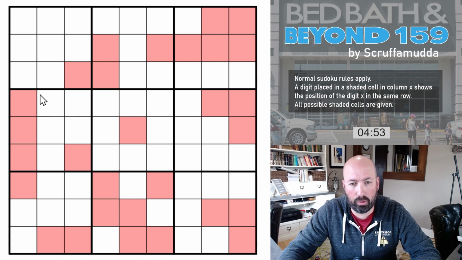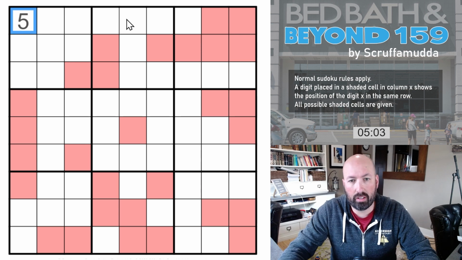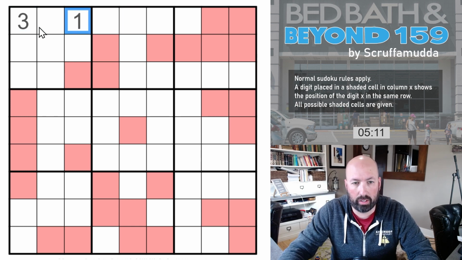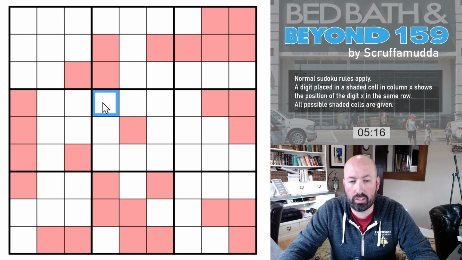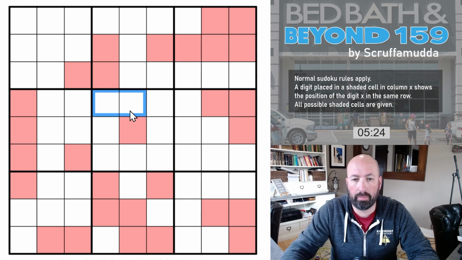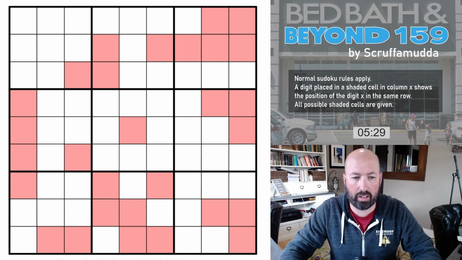So, like we talked about before, basically what this means is whatever digit you put in here tells you the column that the 1 is in, because that's a 1. So if this is a 5, then the 1 has to be in column 5. If this was a 3, then the 1 would have to be in column 3. And likewise, right here, well, let's go down here. This is column 4. So if you had a 5 in here, this would have to be a 4 then in column 5. So that's how this works. It's a little weird at first. Once you kind of get used to what's going on, it's not too bad, I don't think.